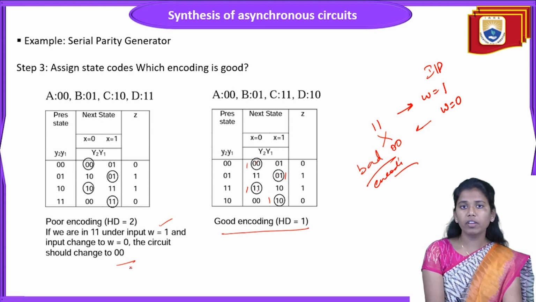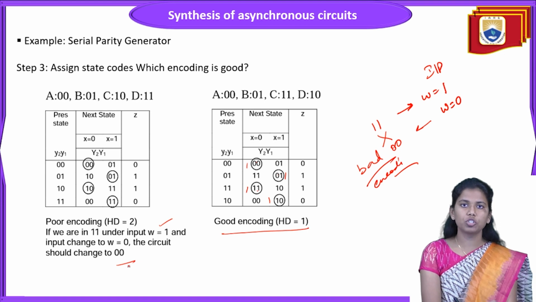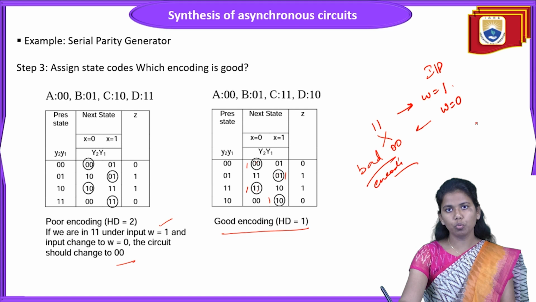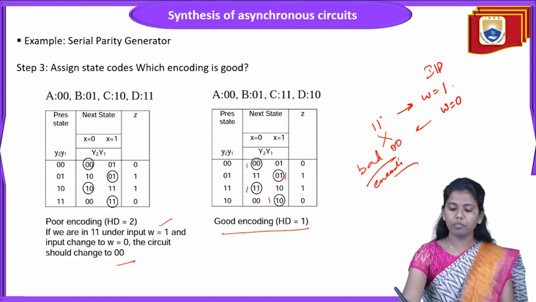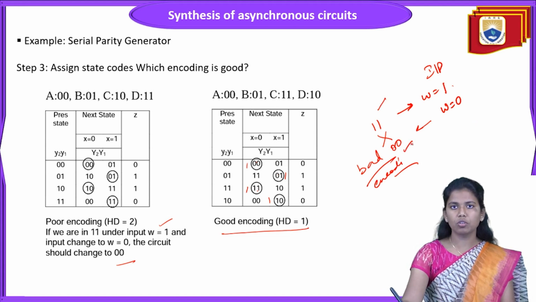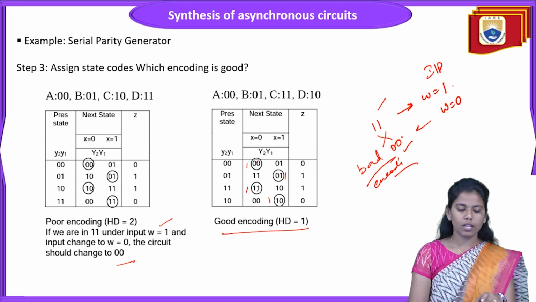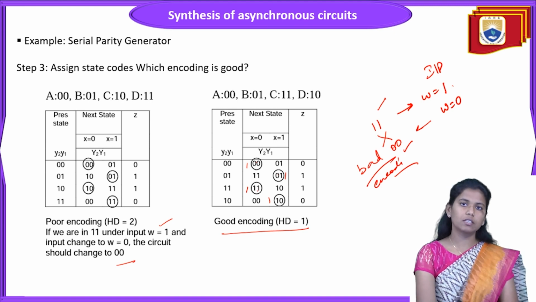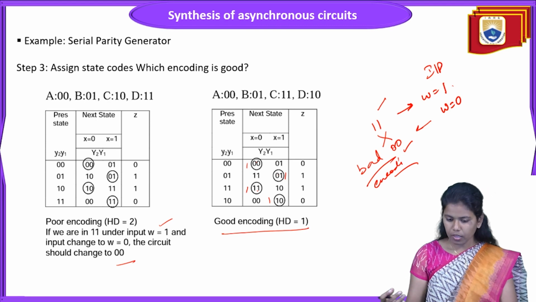Here he is giving just a note or assumption saying that if there is a chance of changing the input from 0 to 1, that means we can switch over from one state, 1, 1, to 0, 0, which is not possible. So that's the reason we are saying that the encoding done this way is not good when compared to the other one.